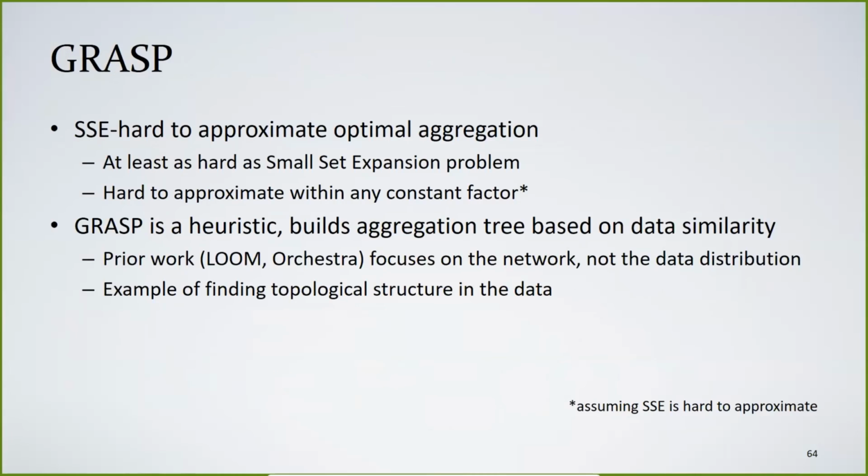There's a faster algorithm here, which we refer to as GRASP. It turns out to be SSE-hard. SSE is this favorite approximation problem that is assumed to basically be hard to approximate, and people show hardness over that. It's a little bit like the NP problem for the approximate world. And GRASP is a heuristic that basically builds this aggregation tree based on data similarity.